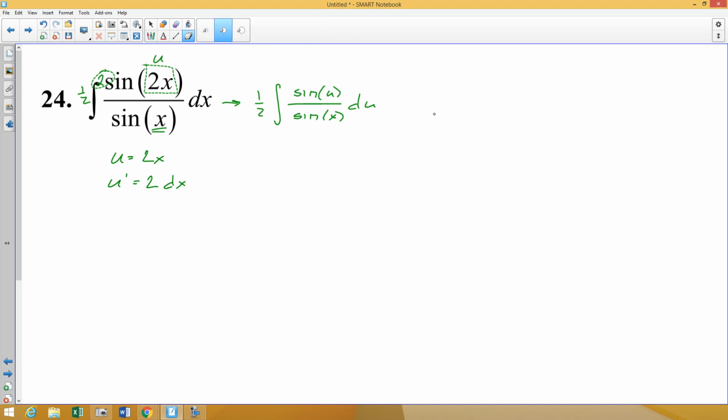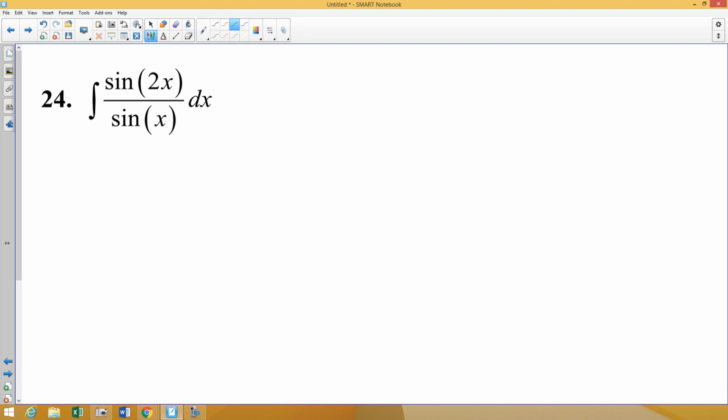So we're going to abandon that. Sorry for those of you who are writing in ink. And this one, there's a trick to this one. There are a few trig identities that come into play and can help you out with integration. And one of them is that sine of 2x is the same thing as 2 sine x cosine x.